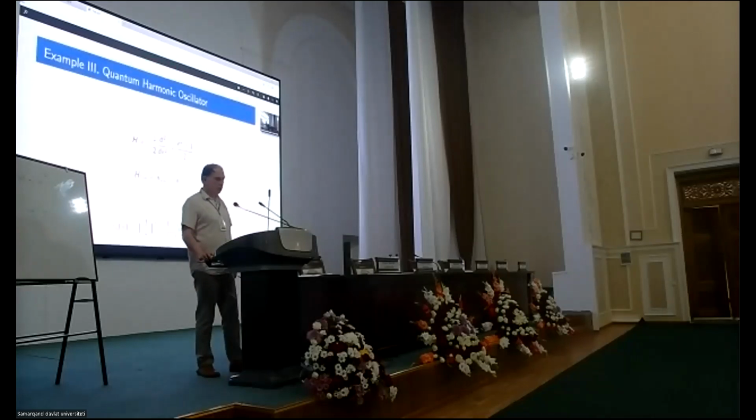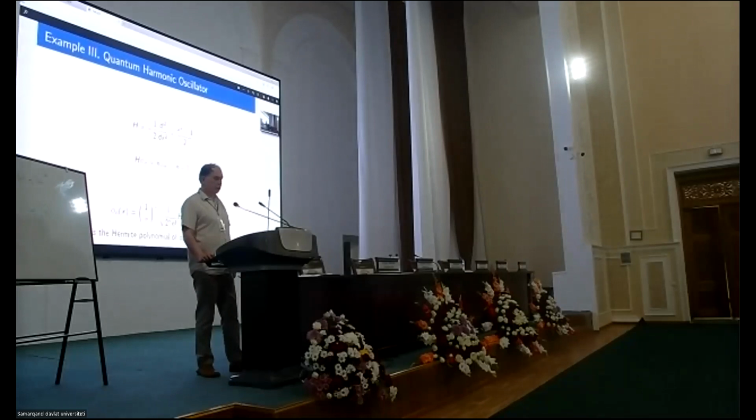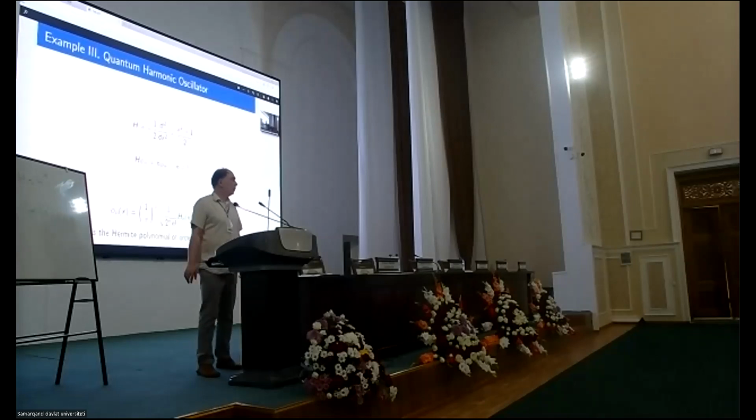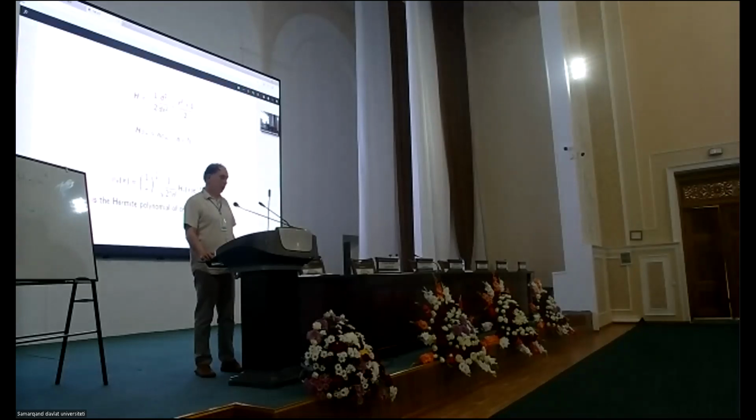So I decided to change this operator a little bit, just add 1/2 in order to make sure that the ground state is 1. And so this operator has discrete spectrum. It's well known that the spectrum consists of natural numbers, 1, 2, 3, 4, 5, and so on. The corresponding eigenfunctions are well known. They are related to Hermite polynomials with an exponential weight like this.